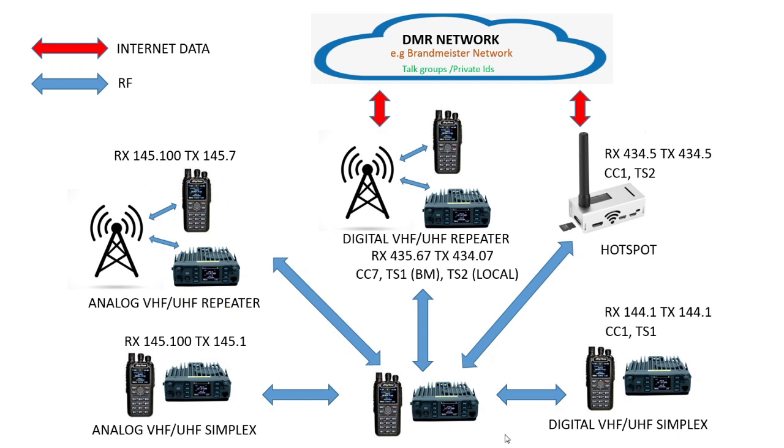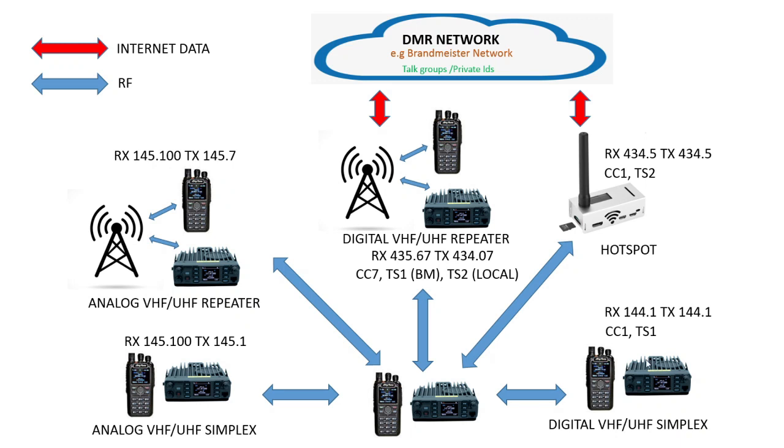The last way that you may be using your radio is a digital simplex communication. It may be VHF or UHF. So, for example, in my city, we have a digital simplex communication on a VHF, and we use the frequency 144.1 with color code 1 and time slot 1. Since it's simplex communication, the transmitting and receiving frequency remains the same.